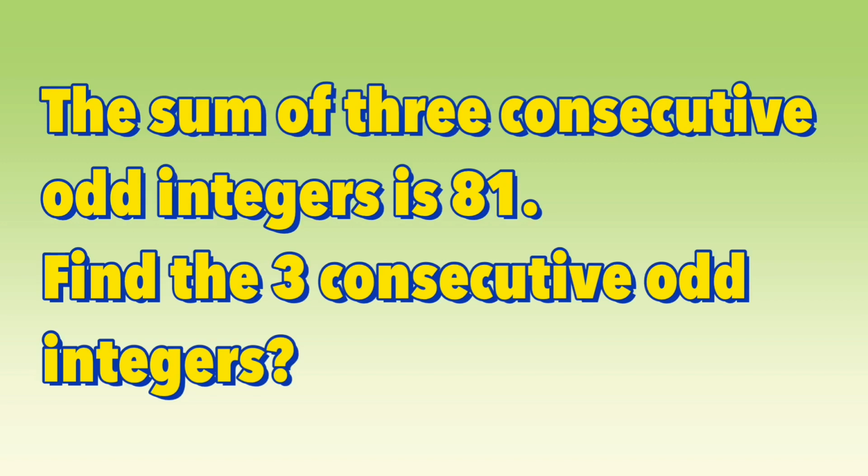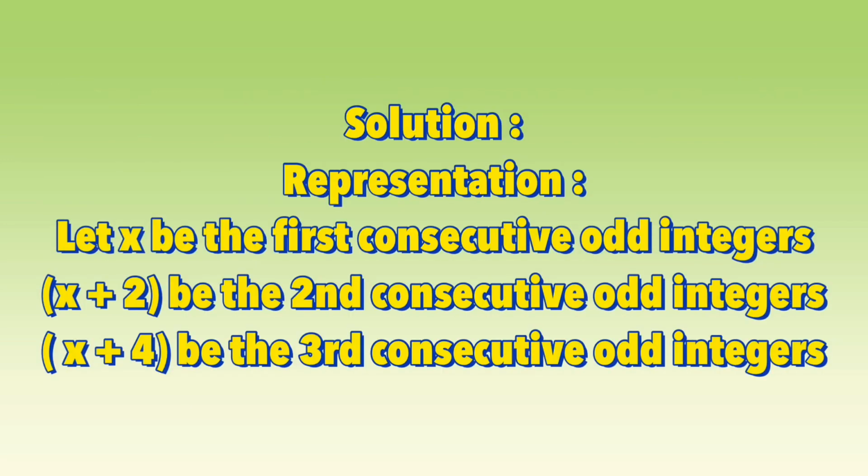So our solution, we have to make first a representation. Let x be the first consecutive odd integer, x plus 2 be the second consecutive odd integer, and x plus 4 be the third consecutive odd integer.